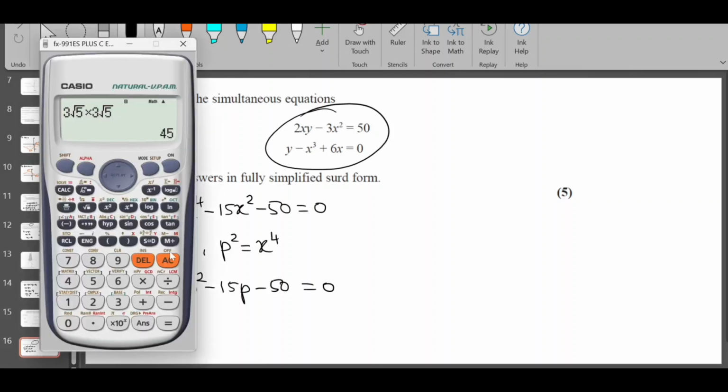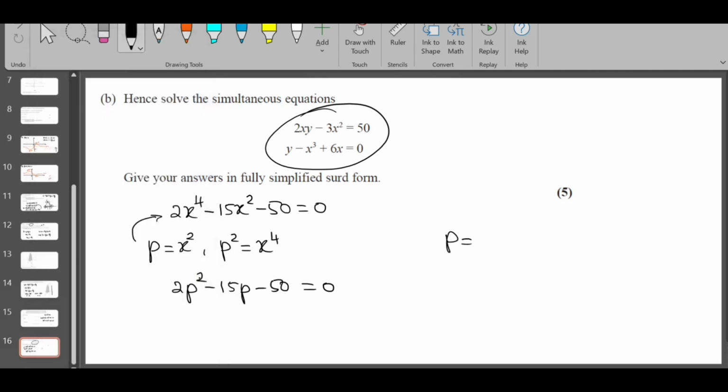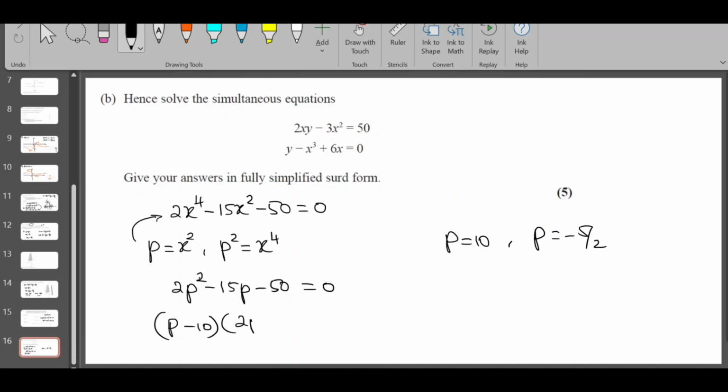So I'm going to use my calculator to get the values to solve the quadratic. 2, minus 15, minus 50. 10 and minus 5 over 2. p is 10, p is minus 5 over 2. But you cannot just straight away write the answer, you will lose marks. So write it as p minus 10 times 2p plus 5 is equal to 0.